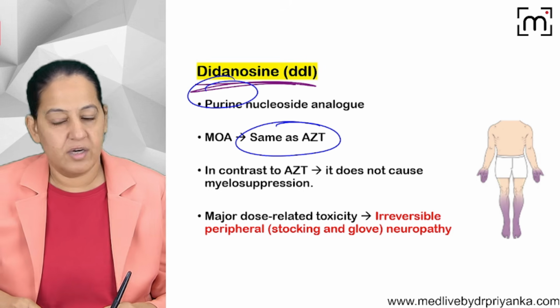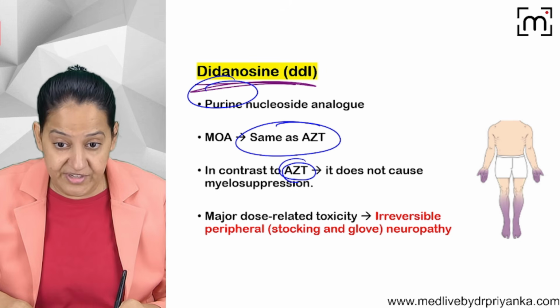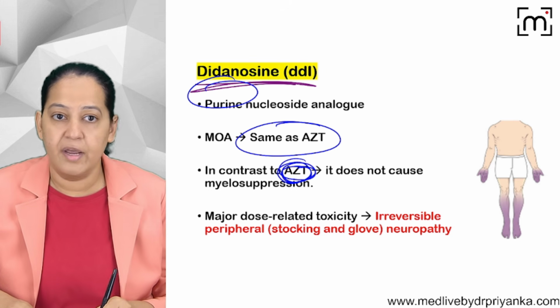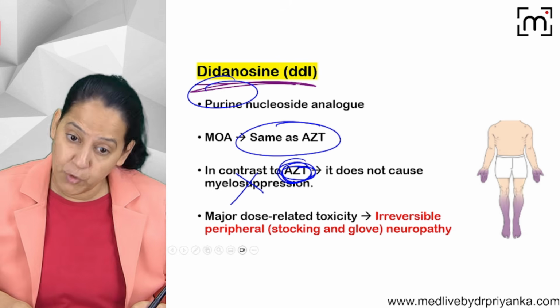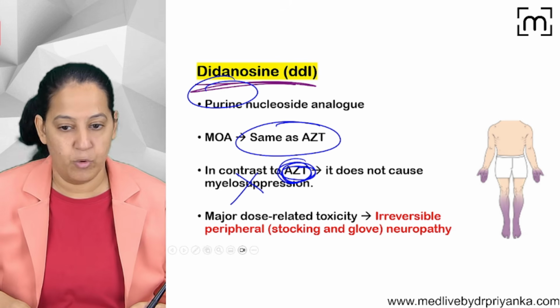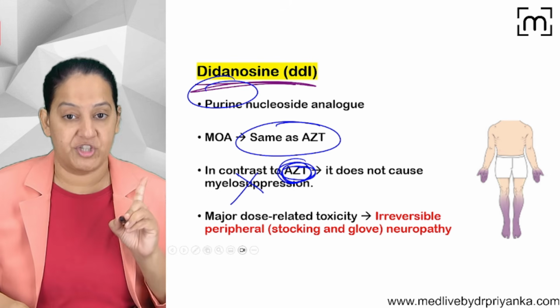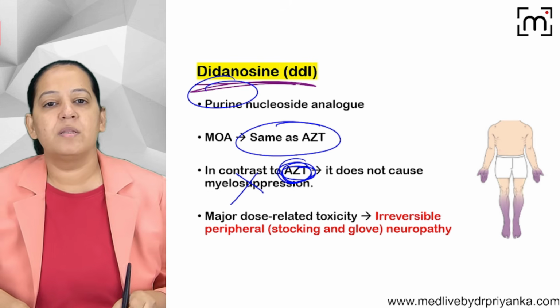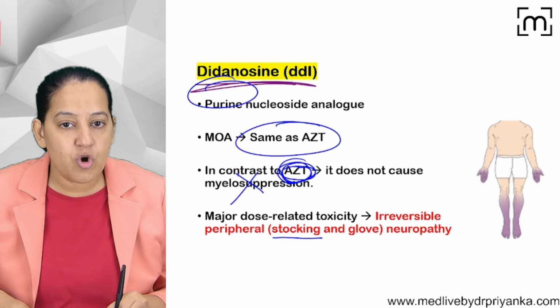It's a purine analog. It's also a thymidine analog. Okay, but in contrast, what is the difference? In contrast to zidovudine, it doesn't cause myopathy. It doesn't cause bone marrow suppression. The most common side effect in zidovudine was bone marrow suppression. But in didanosine, the most common side effect is neuropathy, stocking and glove.